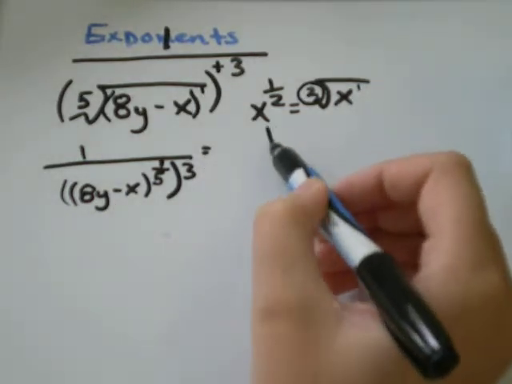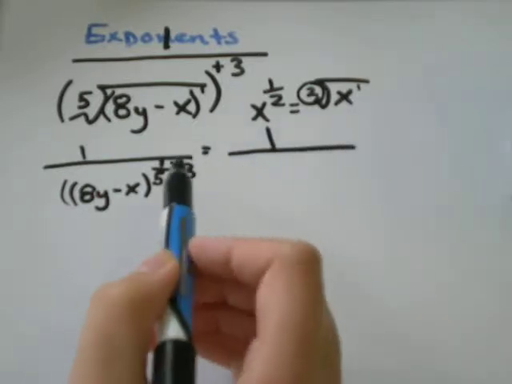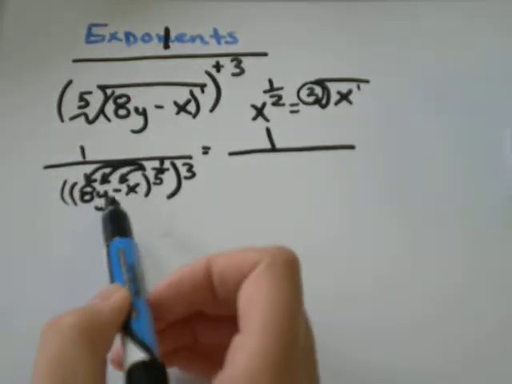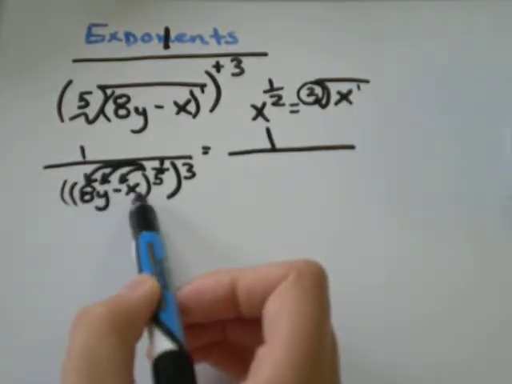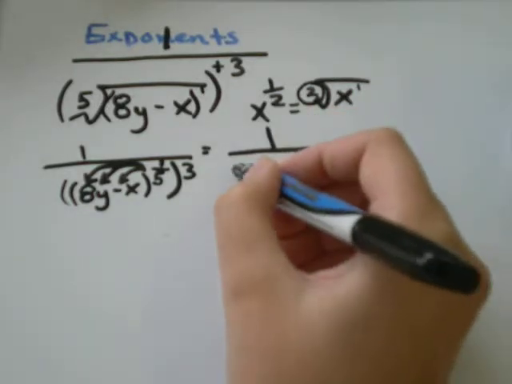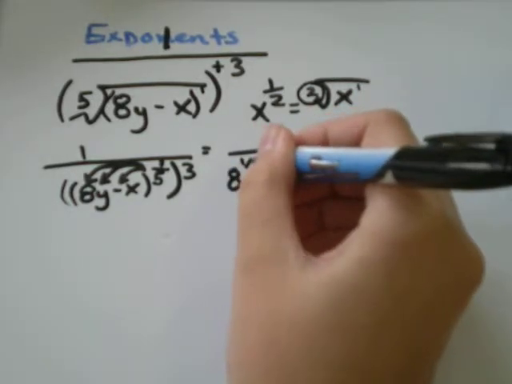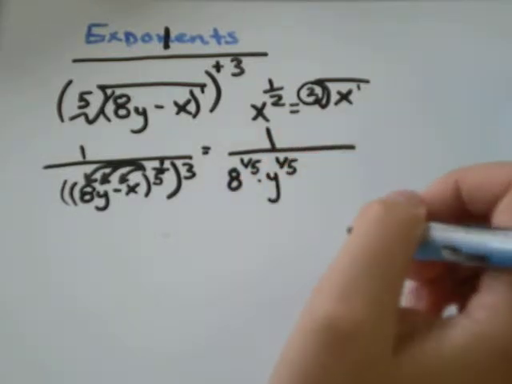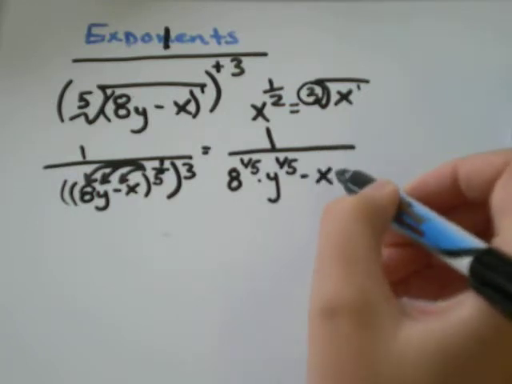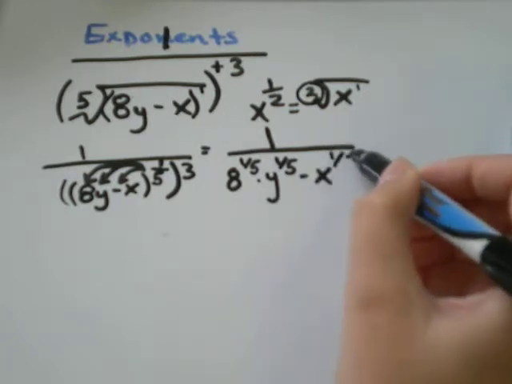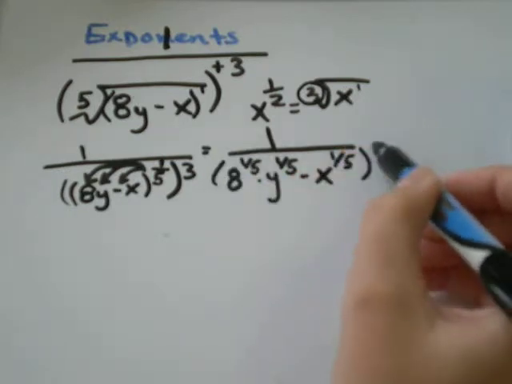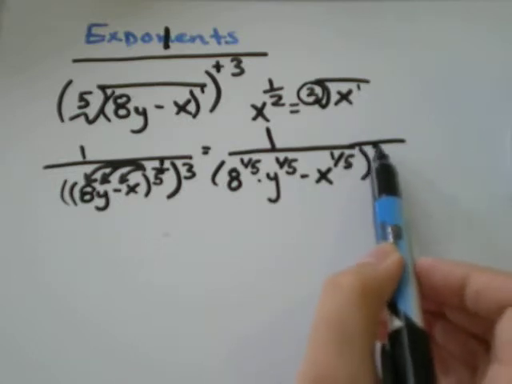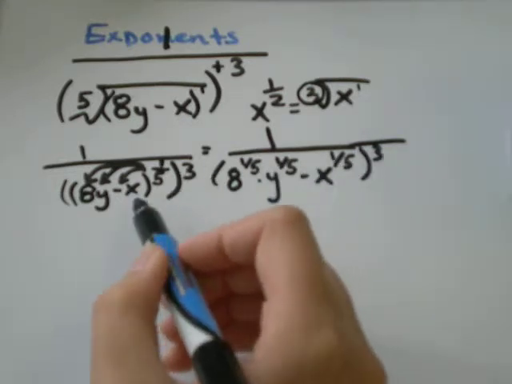So I think what I'll do now is distribute my 1 over 5 exponent into everything in here. It affects the 8, the y, and the x. So that will be 8 to the exponent of 1 over 5 times y to the exponent of 1 over 5 minus x to the exponent of 1 over 5. And all of that is being cubed. Now all I need to do is distribute my cube into all the exponents.